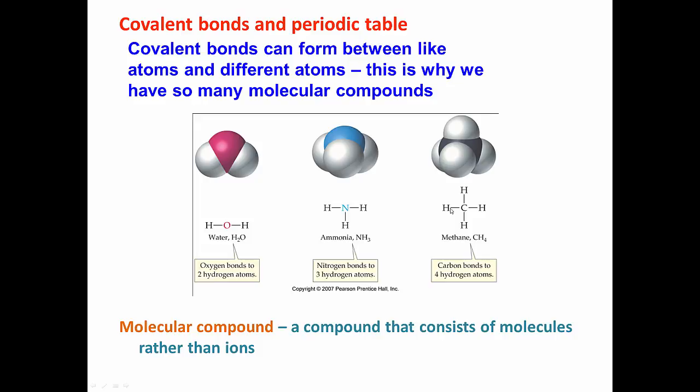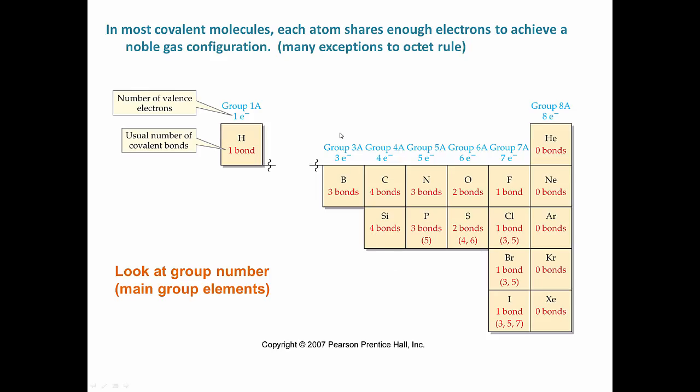That's a carbon bonded to 4 hydrogen atoms. So we can define a molecular compound, all these are molecules, as a compound that consists of molecules rather than ions. In most covalent molecules, each atom will share enough electrons to achieve what we call a noble gas configuration. But there are many exceptions to the octet rule.